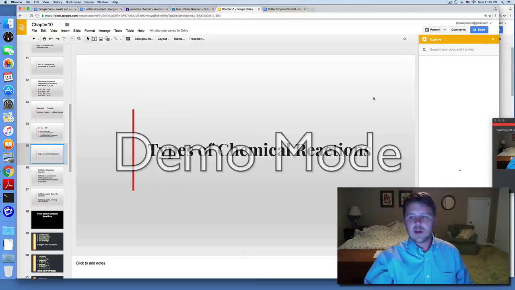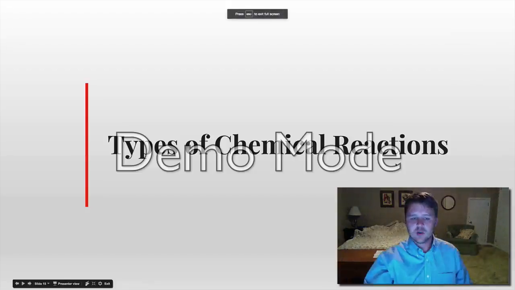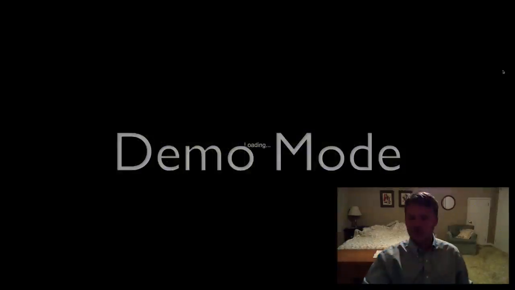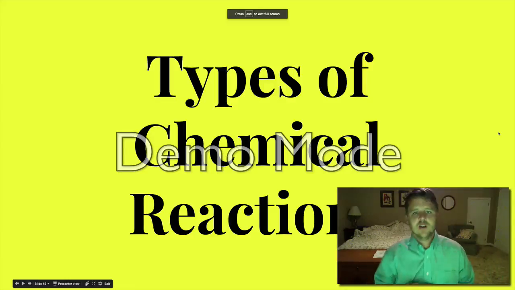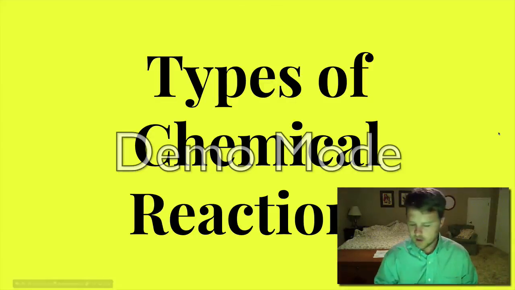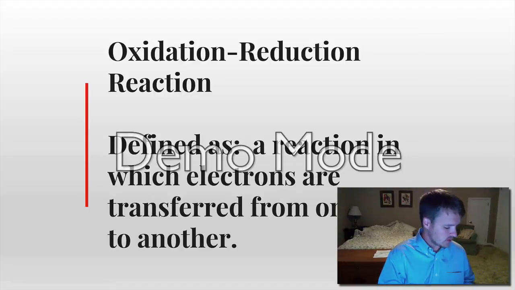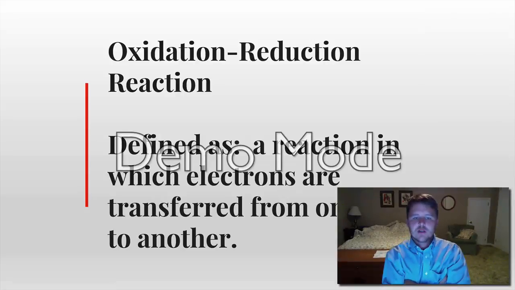Let's see. Now we're going to get into the types of chemical reactions. Oh, I like this slide. I like nice bright colors. Okay, we're on slide 15 already. Marching right along. So oxidation reduction reactions are defined as a reaction in which electrons are transferred from one atom to another. So, an oxidation reduction reaction is when electrons are transferred from one atom to another.